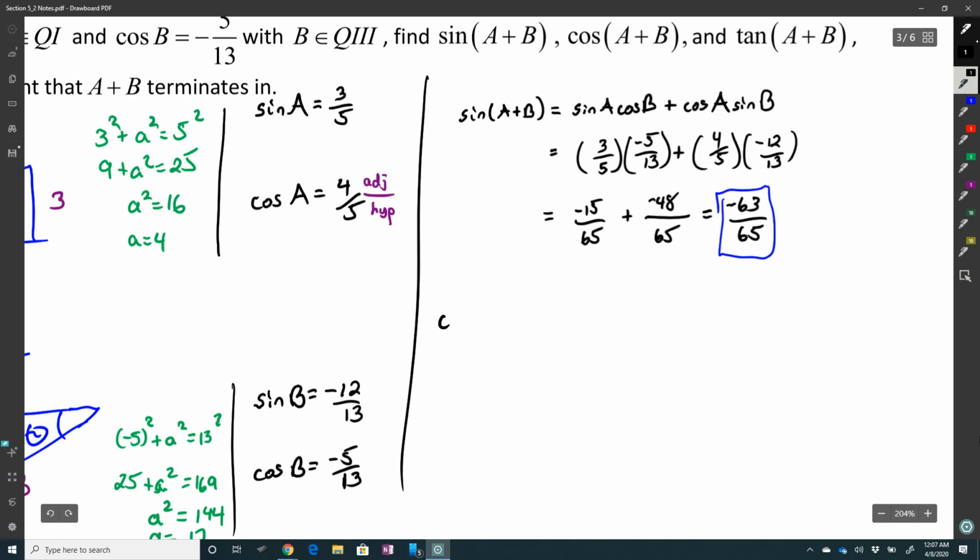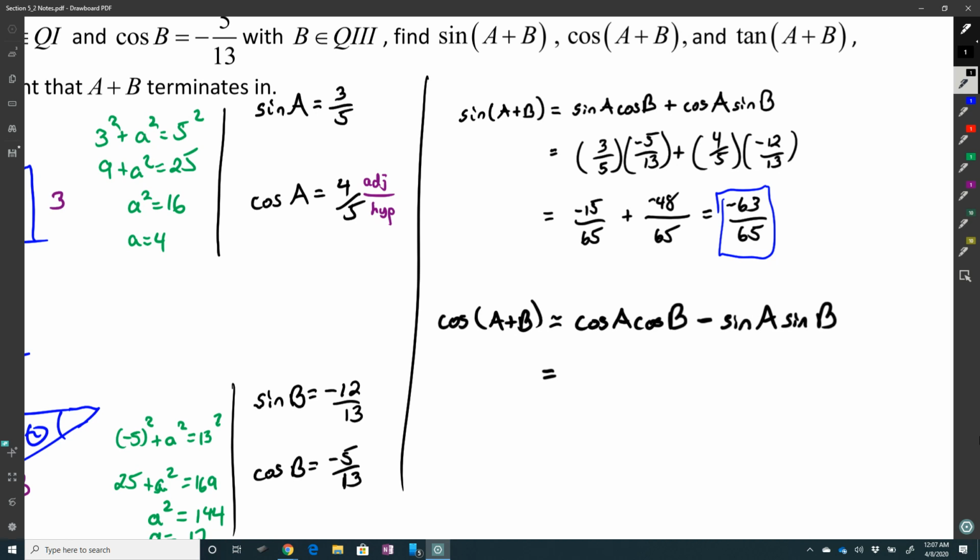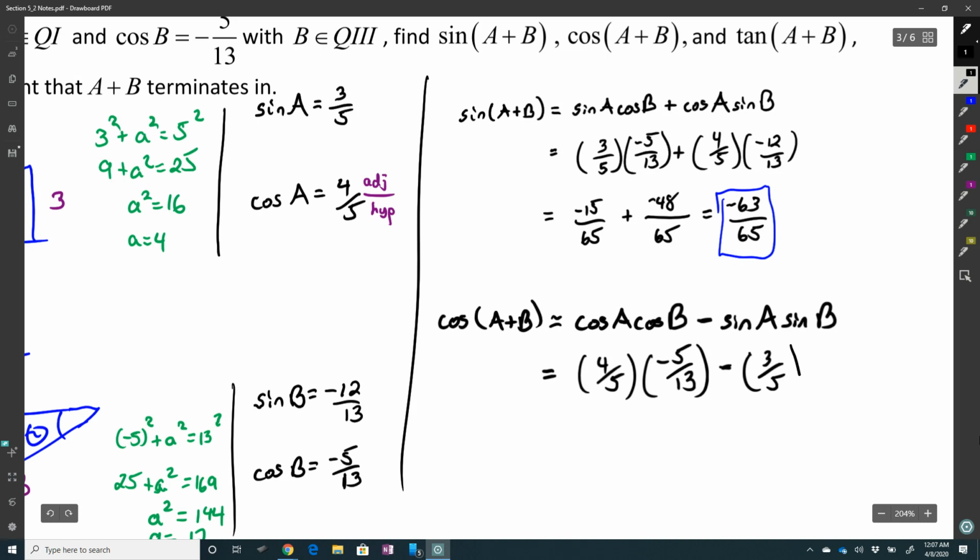So now we're going to do cosine of A plus B. So cosine, cosine, sine, sine. The sign flips for cosine. So it's going to be cosine A cosine B minus sine A sine B. And so doing the math there, cosine of A is 4/5. Cosine of B is negative 5/13. Minus sine of A is 3/5. Sine of B is negative 12/13. And so you get negative 20 over 65. Here, notice we have a double negative going on. And so that's going to be plus 12 times 3 is 36 over 65. Add them up, and you get 16 over 65.